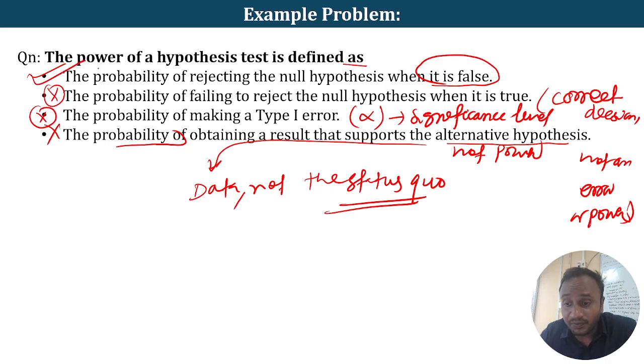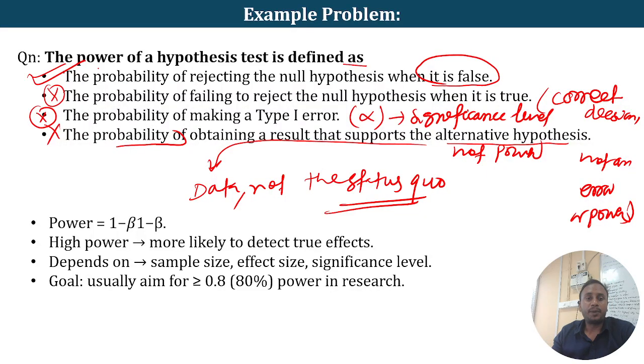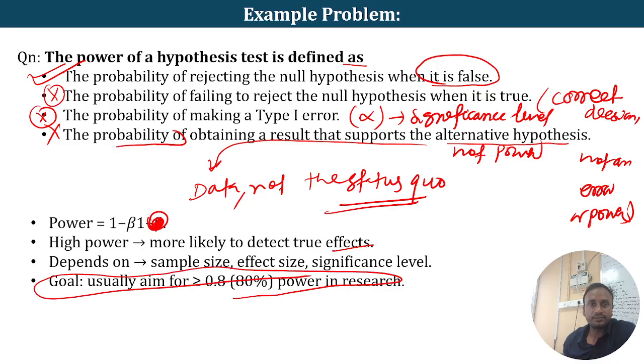Is it okay now? Or do you have any doubt in this? Shall I go ahead? Okay, I'll go ahead. So power is actually 1 minus beta. High power means more likely to detect the true effect. It depends on the sample size, effect size, and significance level. The goal is for power to be 80%. Okay.